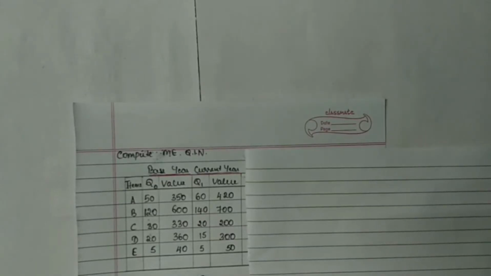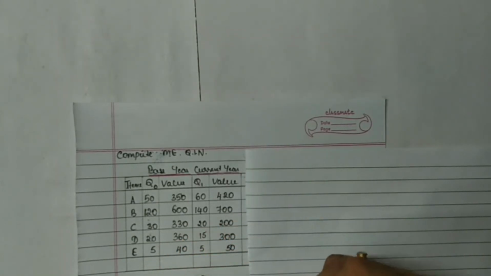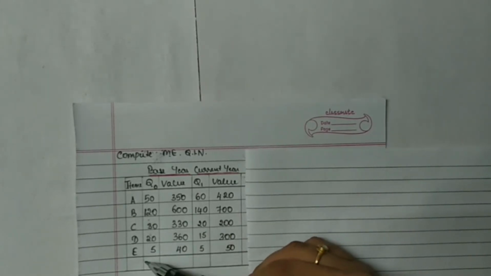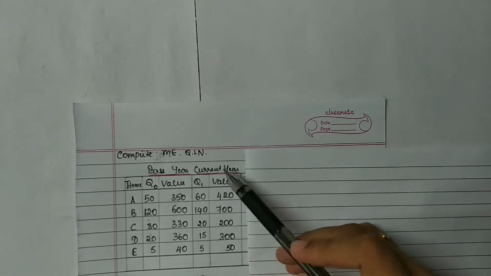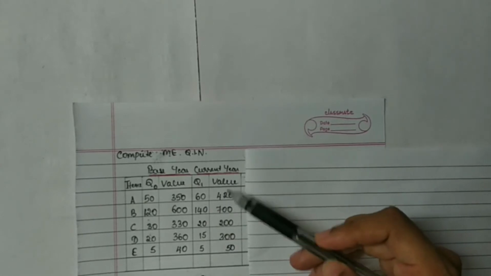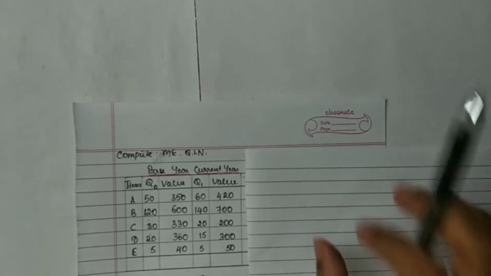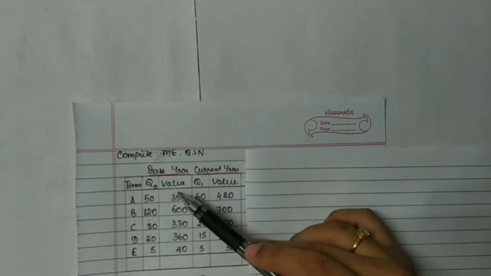Here is the first problem on quantity index number. Compute Marshall-Edgeworth quantity index number using the following information. So here items are there, A, B, C, D, E. Base year quantity and value is given. Current year quantity and value is given. So here value is a new thing for us now. Usually in case of price index number, we were provided with price per unit. Okay, but here value is given.